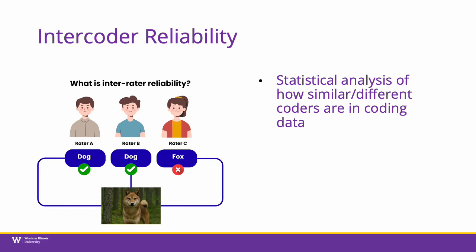So coder C seems to not know what a dog is. So we need to go back to talk about what we are looking for to identify a dog versus a fox. So it comes down to that conceptual power, being clear and precise in our definitions to allow someone to go code something so we can be reliable in our measures.